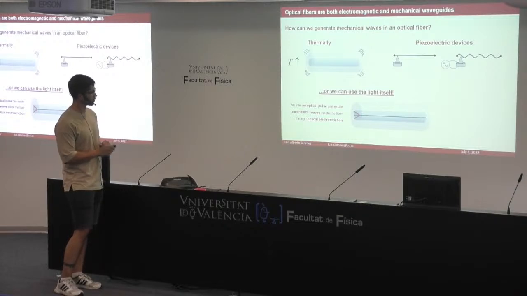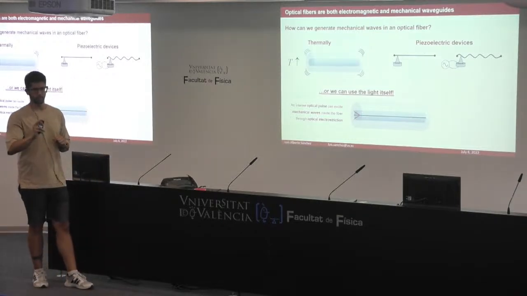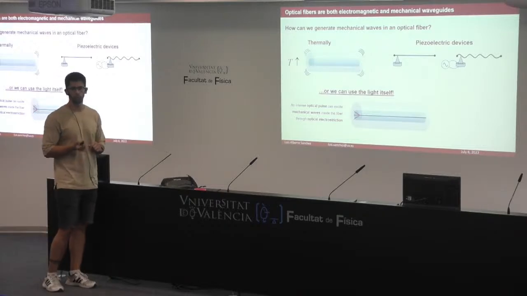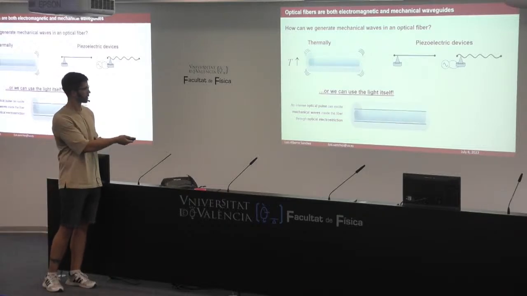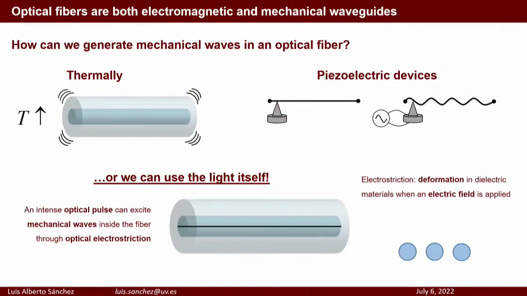So, if an intense optical pulse is propagated inside the fiber, there is a phenomenon called electrostriction. When you have a dielectric material and you apply an electric field, the charges are displaced, right? If you put an intense optical pulse inside a fiber, really, really intense, you can generate a shock wave inside the fiber and generate mechanical waves. And you don't need anything else. You don't need any kind of temperature chamber. You don't need any device. Just using light.